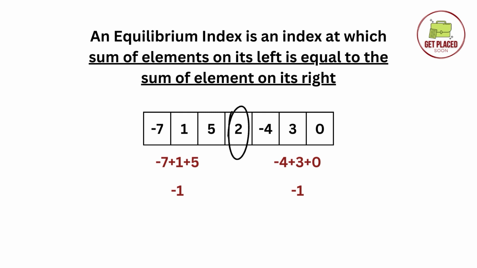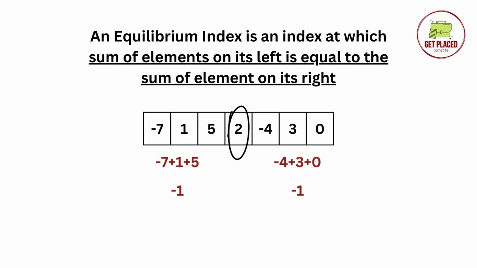Now, in the given example, 3 is the equilibrium index. Minus 7 plus 1 plus 5, that is the left side part, the sum is minus 1. On the right side, minus 4 plus 3 plus 0, the right side part is equal to minus 1. So the left side sum is equal to the right side sum. So for the element at index 0, 1, 2, 3, the index of this array, that is 3, becomes the equilibrium index.